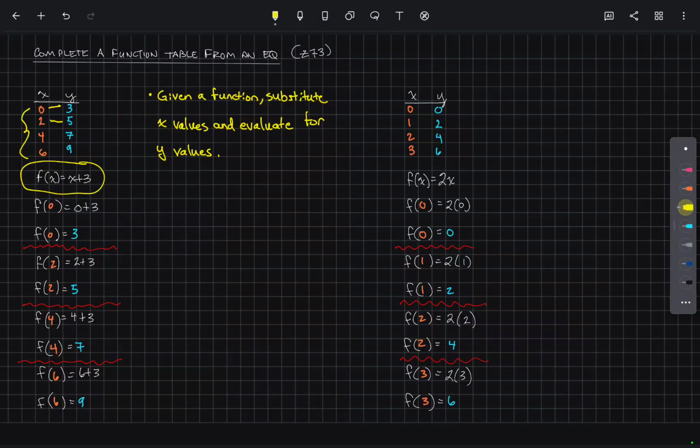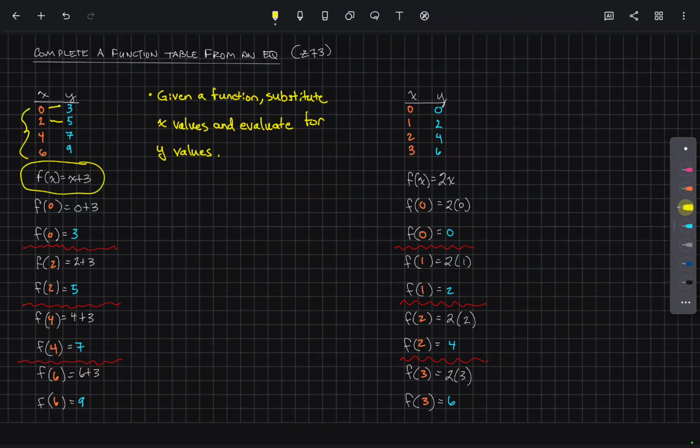So you can see how this is a very practical skill and something you're going to need to be able to do quite often in order to utilize functions the way they're supposed to be. If you are provided an input, then you can generate the output and communicate the relationship between those things.